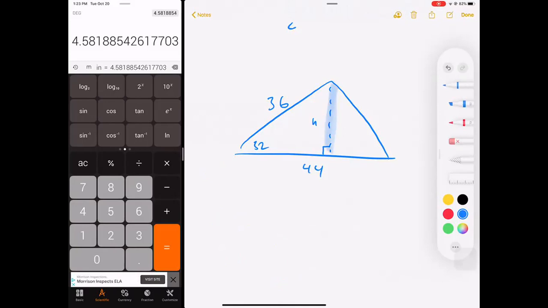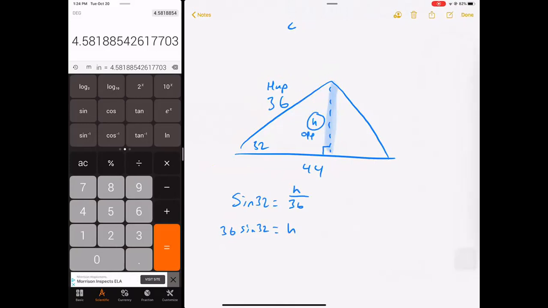How do you find the height of the triangle? Since we drew a right triangle here, that's just back to solving for your opposite and your hypotenuse. See, that's my opposite, and we know our hypotenuse, don't we? So sine of 32 is equal to opposite over hypotenuse. h is equal to 36 sine of 32.